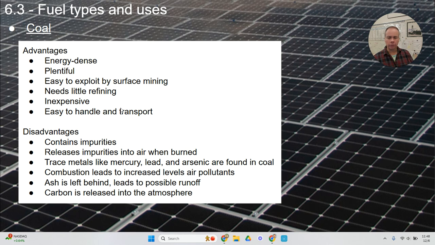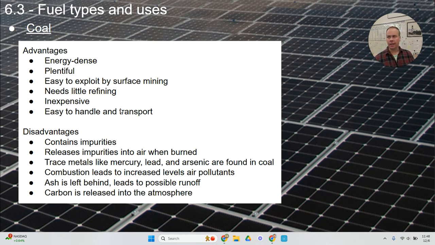It can also have mercury and lead and arsenic. And when the coal is burned, those materials are released into the air, into the atmosphere. Okay? And that can be an issue. The combustion of coal can lead to high levels of air pollutants. It also releases large amounts of carbon dioxide when it's burned.